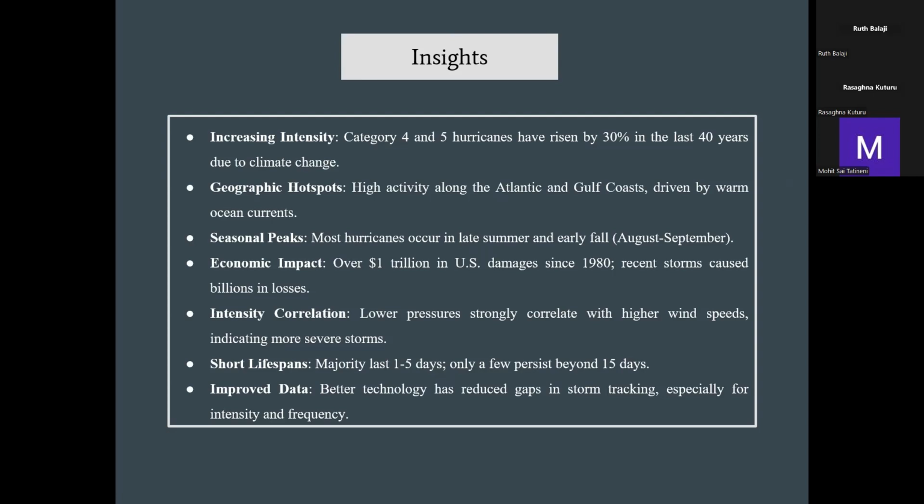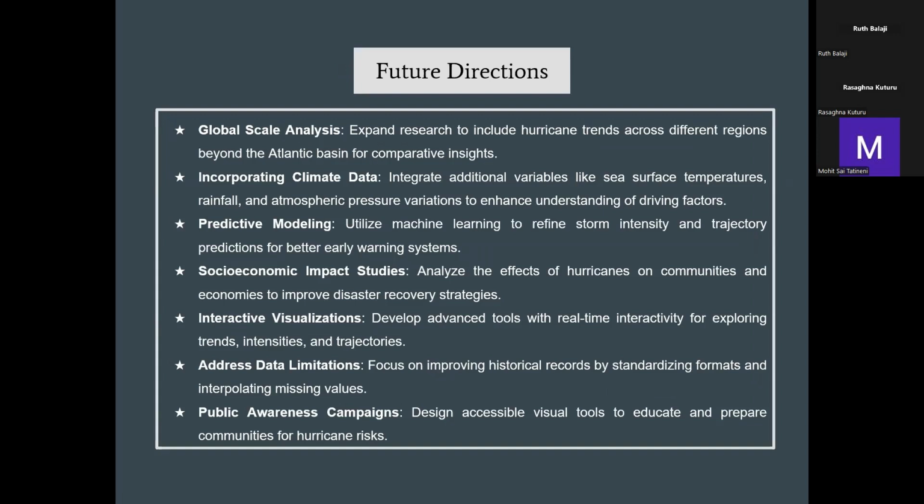Some of the future directions we want to propose to expand this study are including global hurricane data for comparative analysis, integrating climate variables like sea surface temperatures and atmospheric pressure, developing predictive models to improve early warning systems, and enhancing interactive visualization for public awareness. These strategies aim to deepen our understanding and strengthen resilience against hurricanes, fulfilling our project objectives.